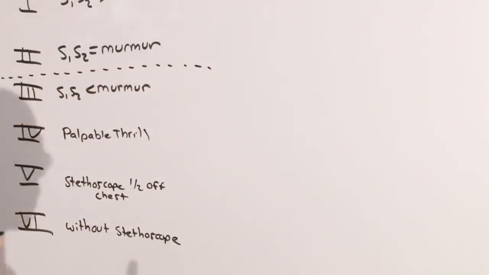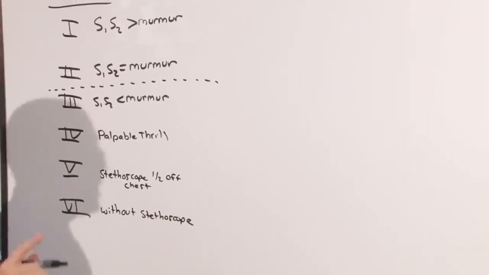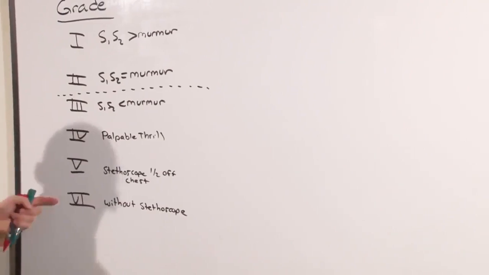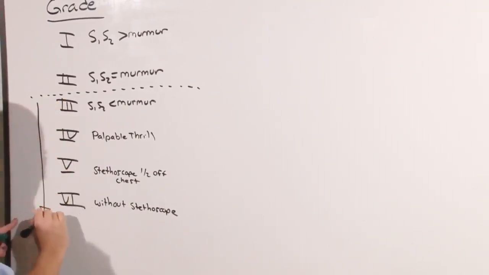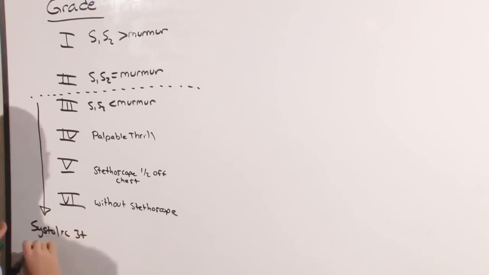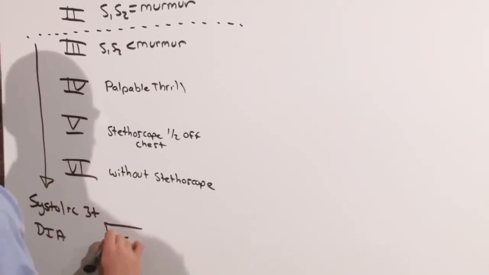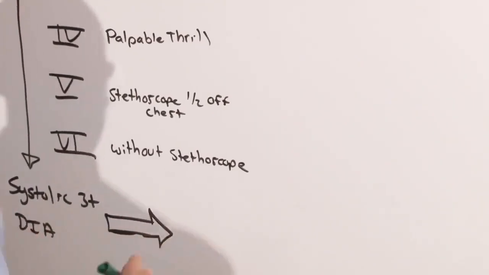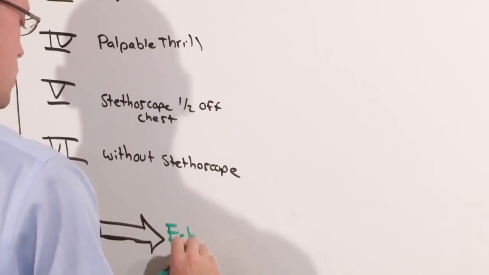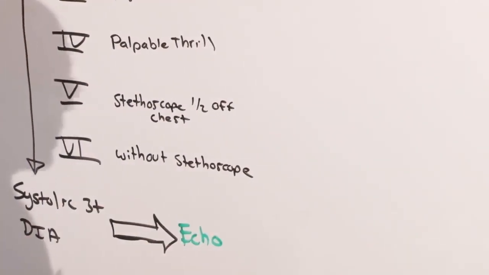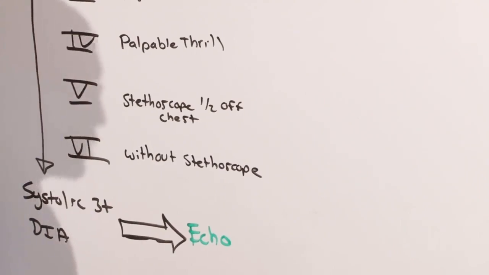You only have to work up a murmur if it is systolic grade 3 or more, or any diastolic murmur. And when you find a murmur that's systolic, grade 3 or more, or any diastolic murmur, you're going to diagnose it with an echocardiogram. And so as we go through these murmurs, I'm not going to say the diagnosis is made by echocardiogram. Get a chest x-ray and EKG to confirm any details that might clue you in.